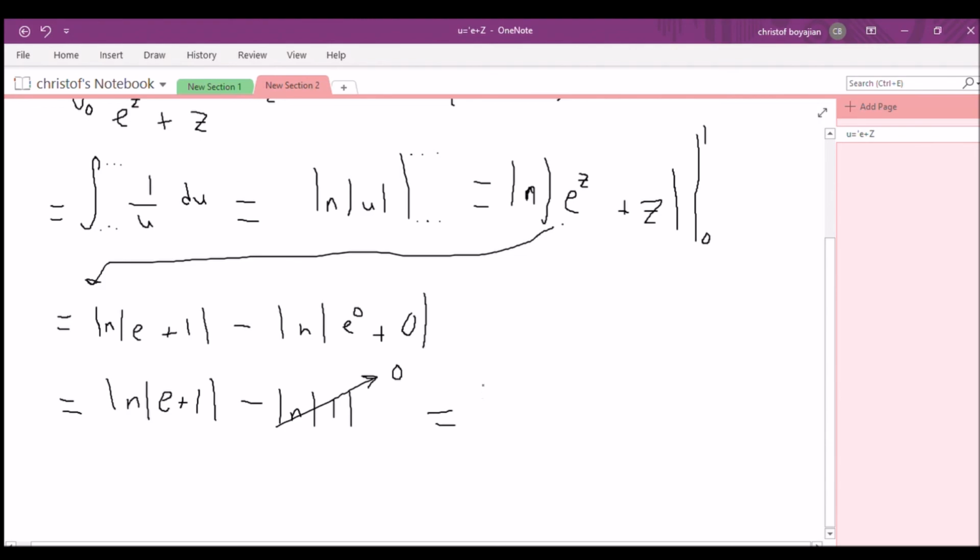So our result is going to be natural log, and I'll put parentheses now, so natural log of e plus 1. And this is our solution.